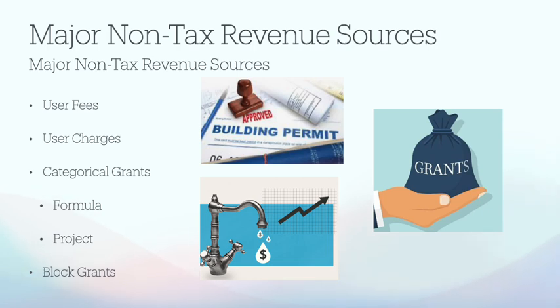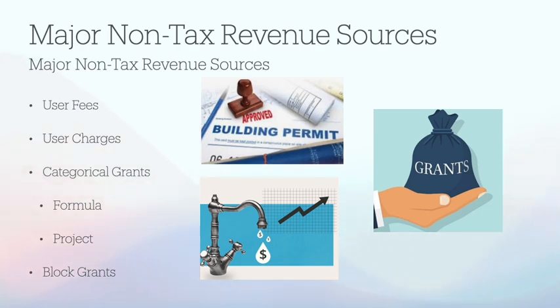We also have user charges. User charges, on the other hand, are payments made in exchange for a service or a utility. For example, a city might provide water or sewer services, and they can charge a user charge for the water that goes through the pipes, for example. In either case, user fees and user charges are supposed to cover the cost of providing that service or providing that permission. We also have categorical grants, and categorical grants could be formula grants or project grants.